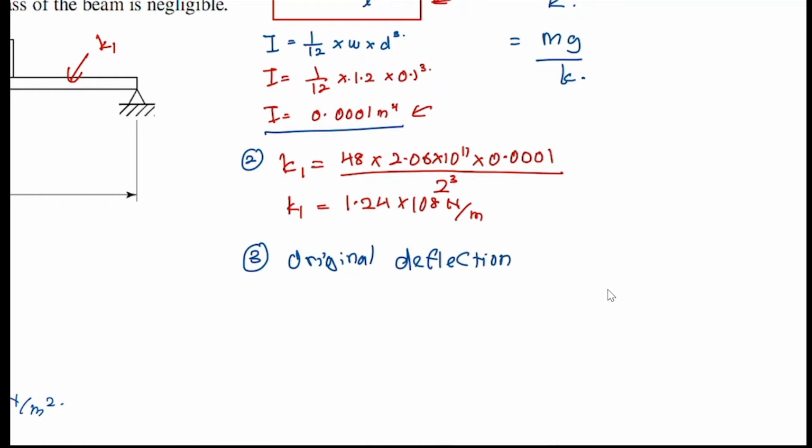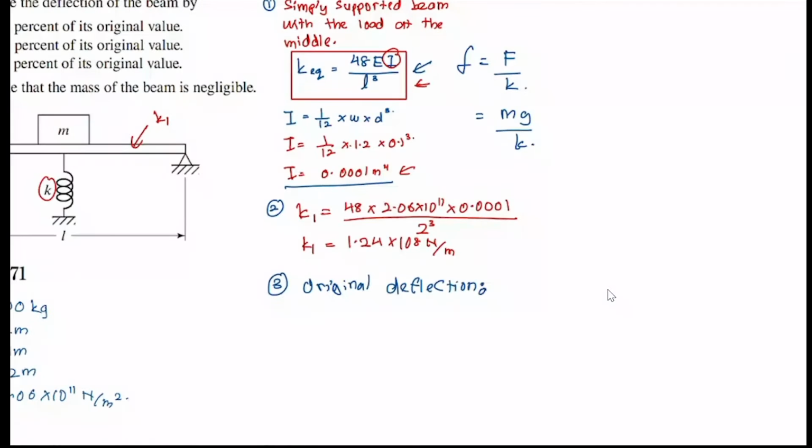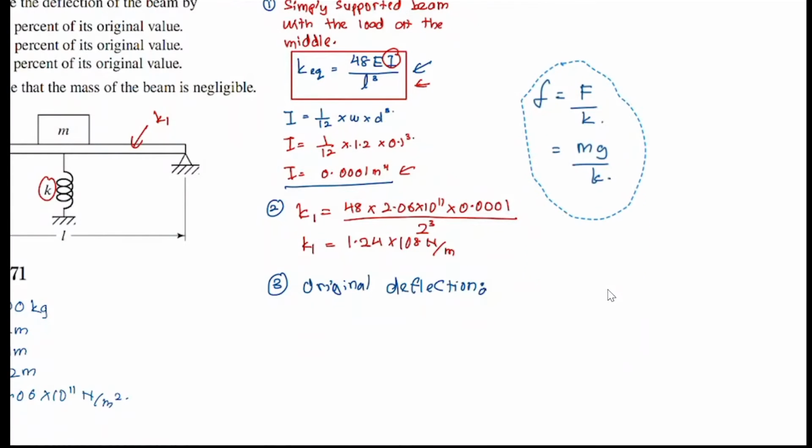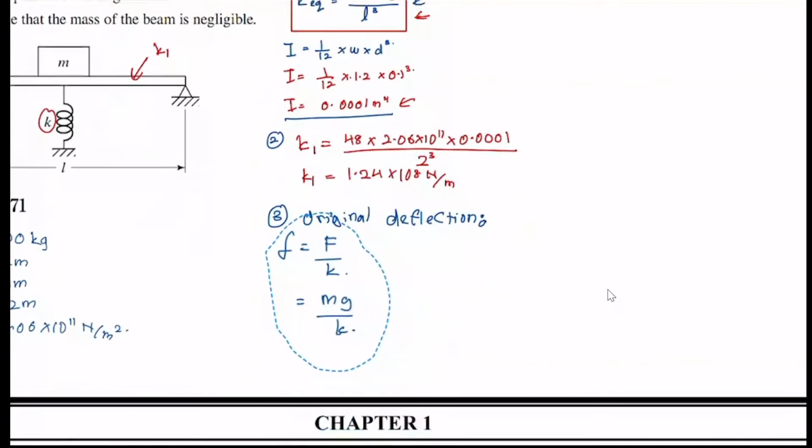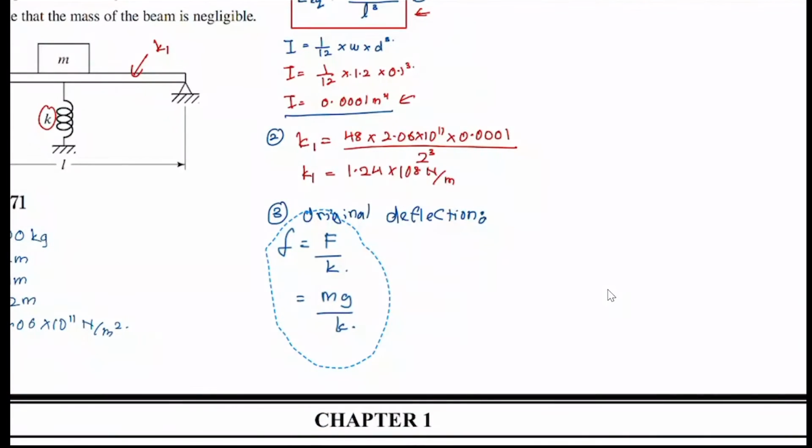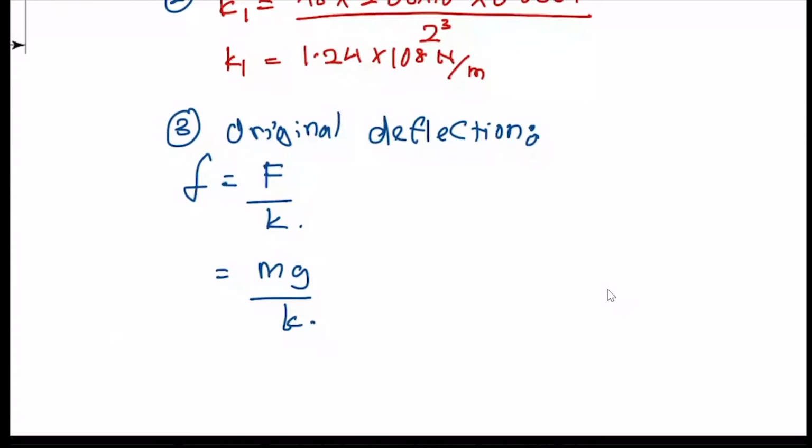For the beam. Okay, so we know that the formula for deflection is delta equals F over K, where the force F is equal to mg, right? So basically mg over K. We're going to find the deflection for the beam.